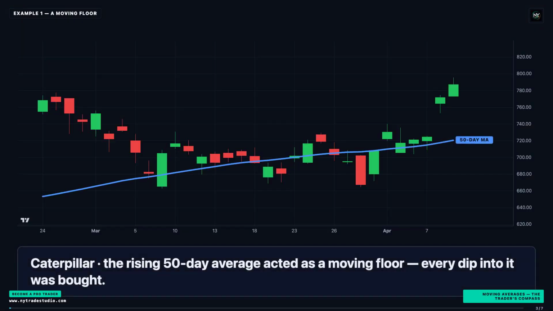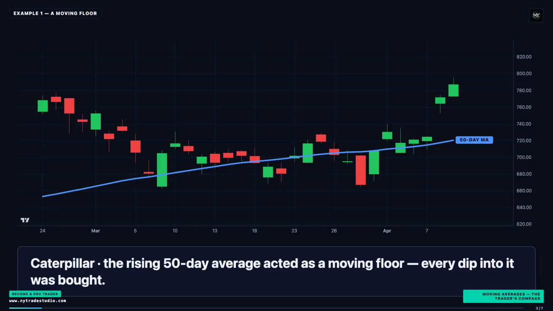Our first example shows the most useful thing a moving average does in an uptrend. It becomes a moving floor that price keeps bouncing off. This is Caterpillar through February, March, and April. And we read every chart the same way. Put the average on first, then watch how price behaves around it. So here is the blue line, the 50-day moving average. And the very first thing to notice is its slope. It is clearly pointing up, climbing from around 620 towards 720. You already know what that tilt means. The trend is healthy and buyers are in control. So right away the line is telling us to be looking for price to go up, not down.